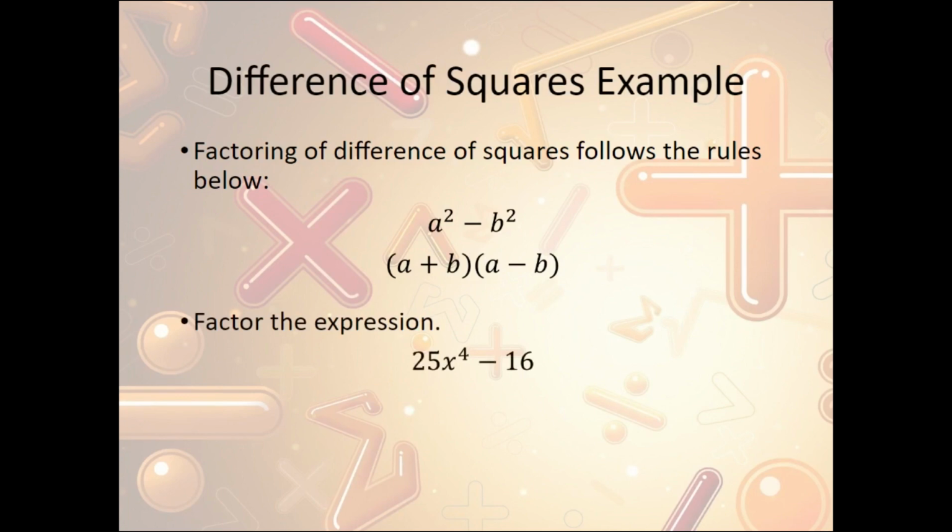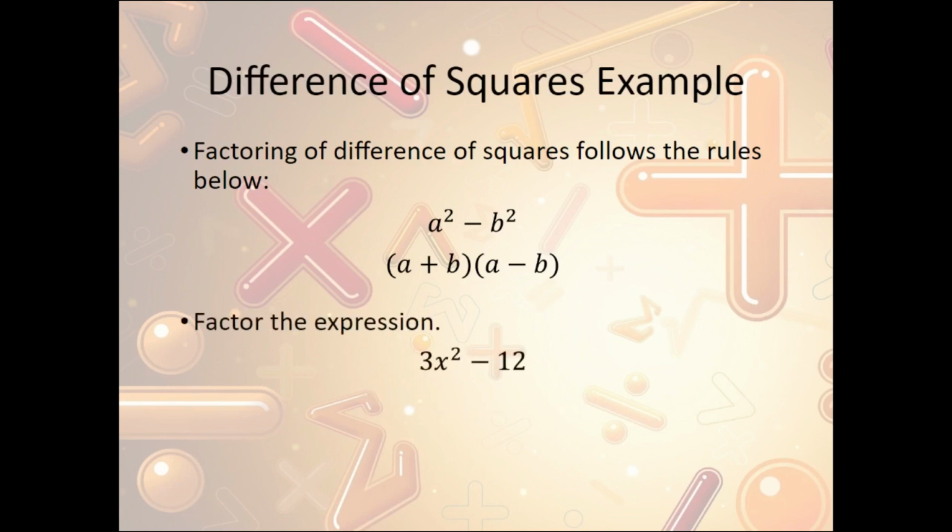So again, another example, 25x to the 4th minus 16. Well, we have a power of 4 here, but is that still a perfect square? Well, we know 25 is a perfect square, and then x to the 4th is really x squared squared. So we can go ahead and enter that in. So this is 5x squared plus 4 times 5x squared minus 4. And that would be our difference of squares.